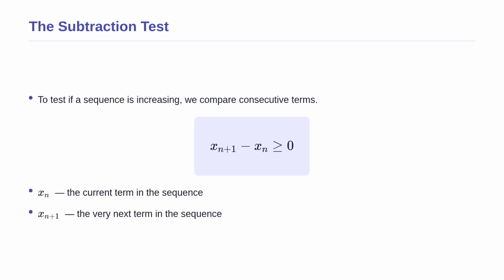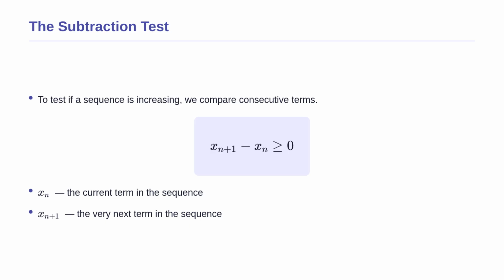Now that we understand what a monotone sequence looks like, let us write this using mathematical symbols. This gives us a precise rule to test any sequence we encounter. The fundamental definition of an increasing sequence is that the next term must be greater than or equal to the current term. If we rearrange that, we get the subtraction test shown here.